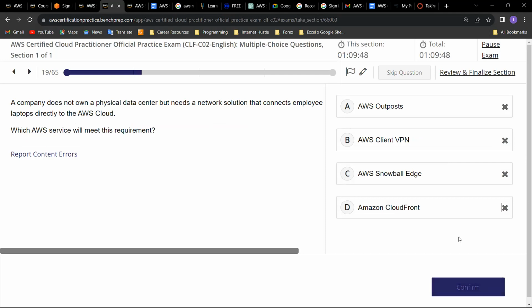A company does not own a physical data center but needs a network solution that connects employee laptops directly to the AWS cloud. Which service will meet this requirement?